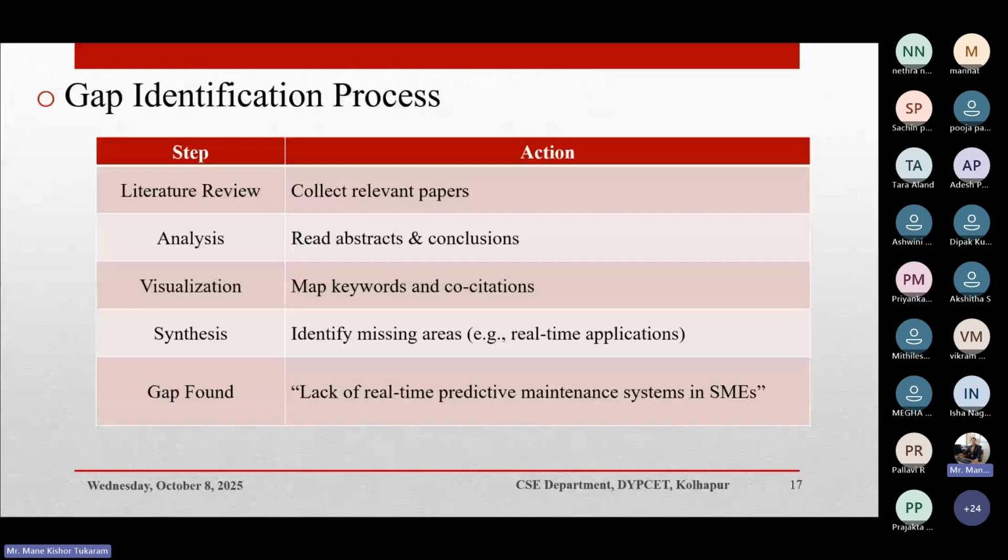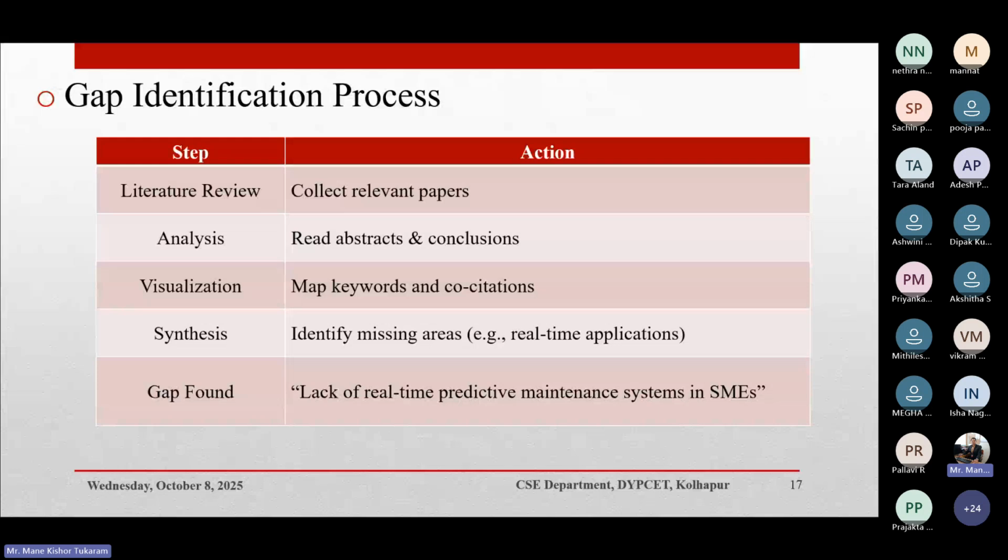The gap identification process has a few steps. First, do the literature review: collect the relevant papers, then read the abstracts and conclusions in the analysis phase. Understand the contents using the introduction section. Then visualize using the keywords. Then identify the missing areas and find the gaps related to the paper. Draw a table having the limitations and future scope.